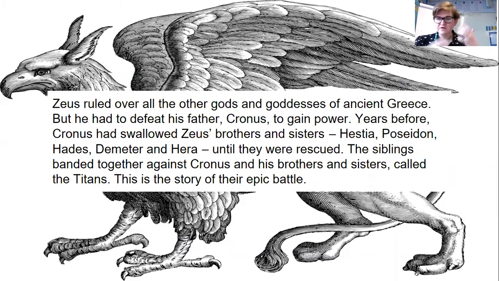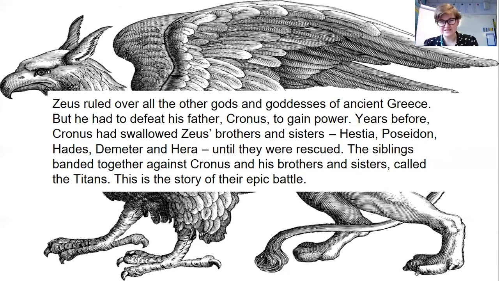I have an example here of an opening paragraph of a myth that we could potentially use. It's a Greek myth, so I keep on the theme, doing some Greek myths. So Zeus ruled over all the other gods and goddesses of ancient Greece, but he had to defeat his father Cronus to gain power. Years before, Cronus had swallowed Zeus's brothers and sisters, Hestia, Poseidon, Hades, Demeter, and Hera, until they were rescued. The siblings banded together against Cronus and his brothers and sisters, called the Titans. This is the story of their epic battle. So it's kind of an introduction to the story is what we're going to be doing first.